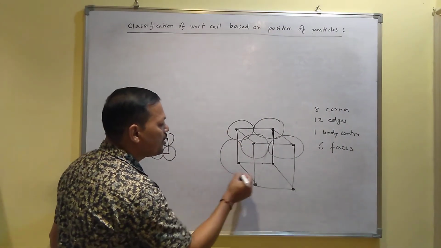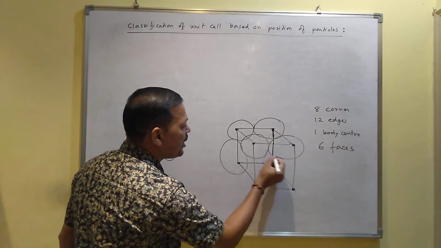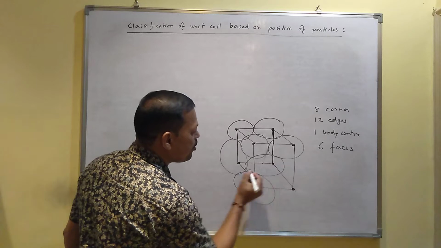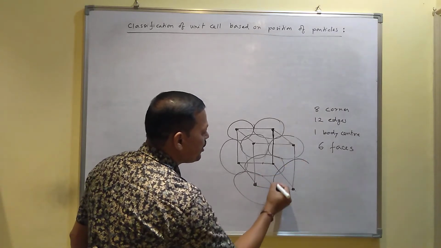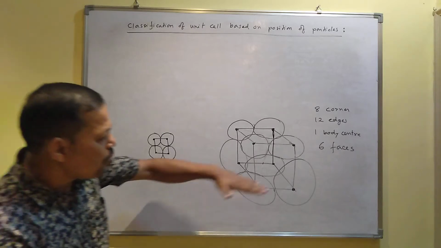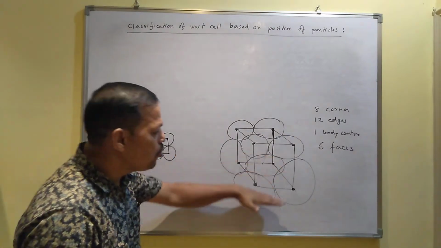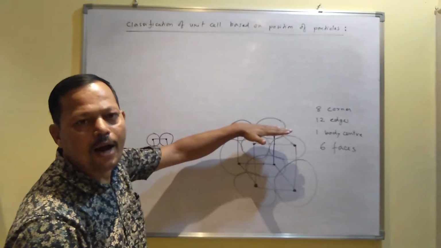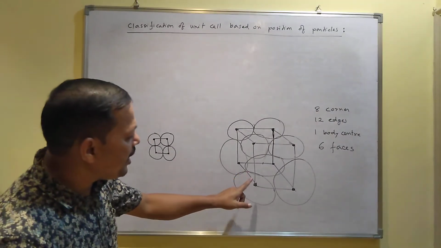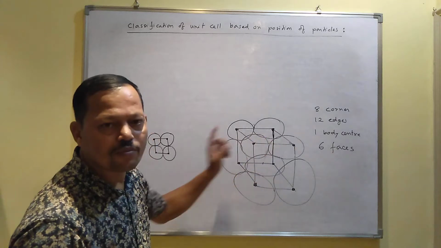This is one particle in a corner, this is another particle in a corner, this is another particle in a corner, and this is another particle in a corner. Particles should be equal in their sizes. Have you got it? 4 particles in the lower layer and 4 particles in the upper layer. So here you have seen all the particles are present at the corners of the cube.